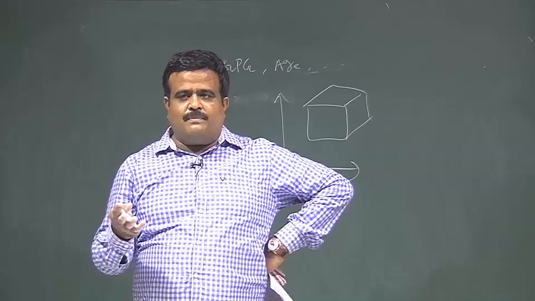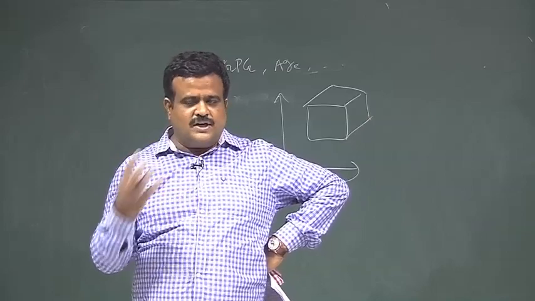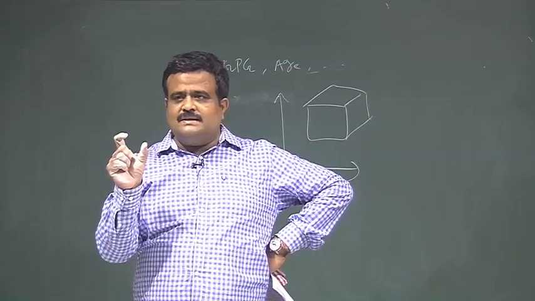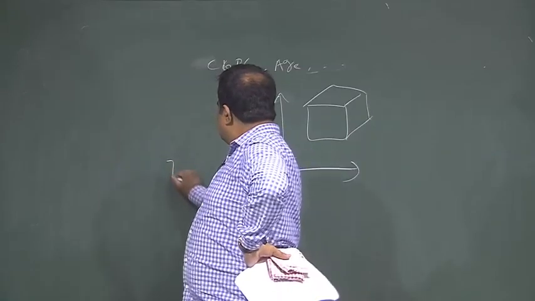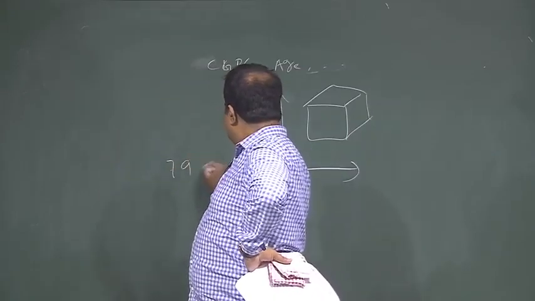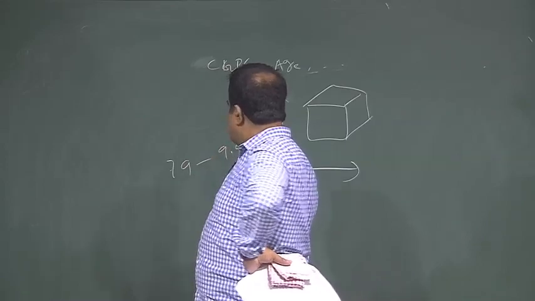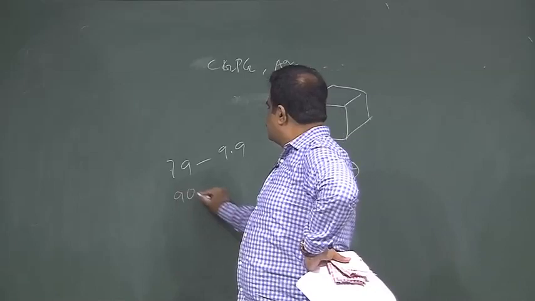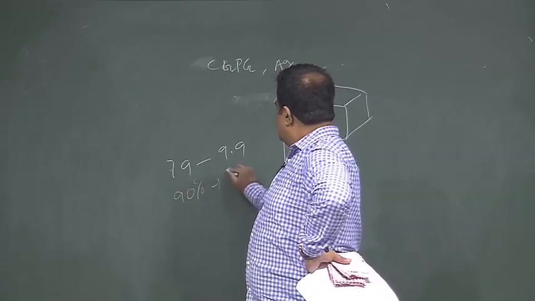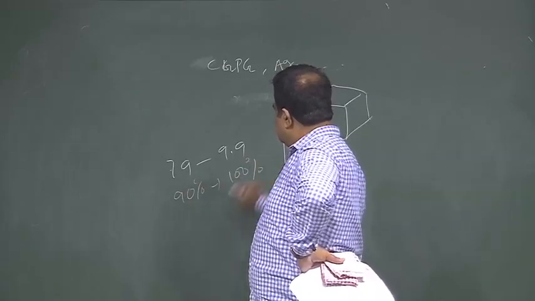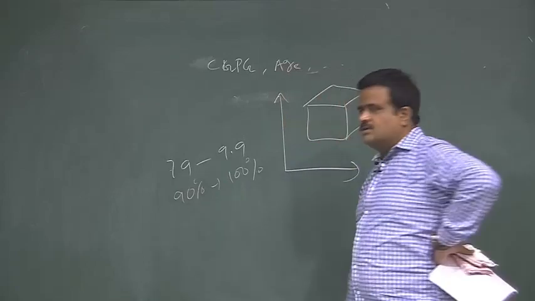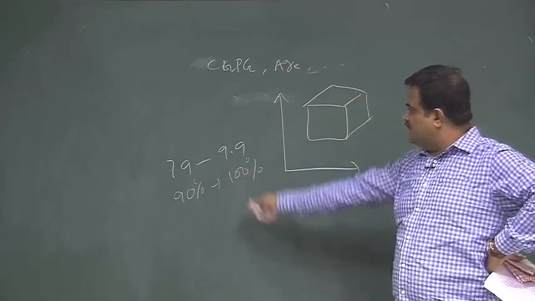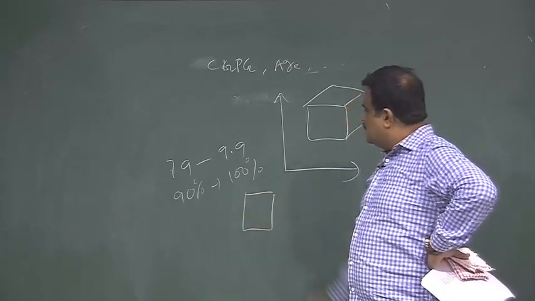Microsoft came for the campusing. So Microsoft wants the database of all the students, the names of all the students whose CGPA lies between 7.9 and 9.9 and whose algorithm marks lie between 90% and 100%. This is a 2-dimensional range search. So we have to get all the students who match this range. So this is a rectangular search, a 2D search.